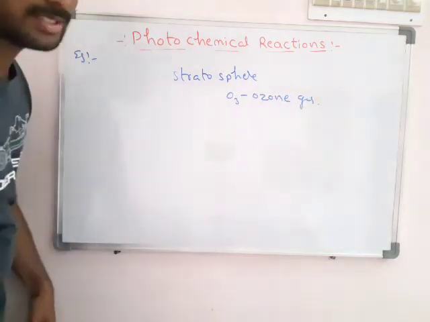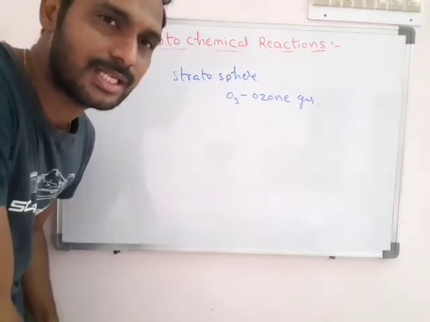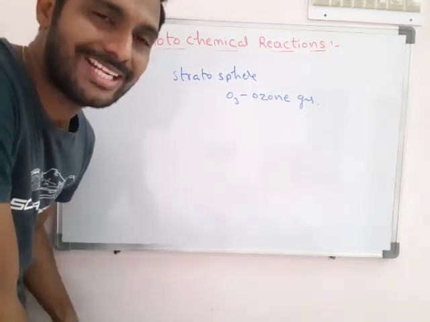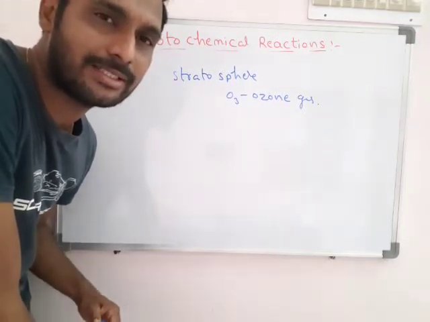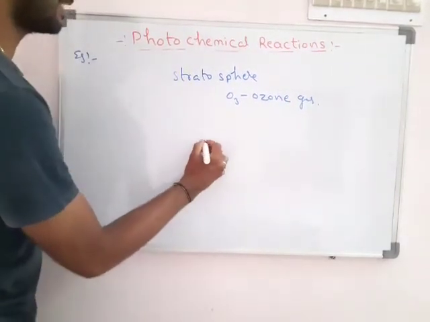What is the purpose? What is the importance of that ozone gas in the stratosphere around our Earth? It stops the ultraviolet rays coming from the sun. For example, just take it as the Earth.